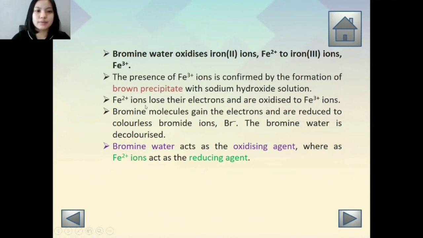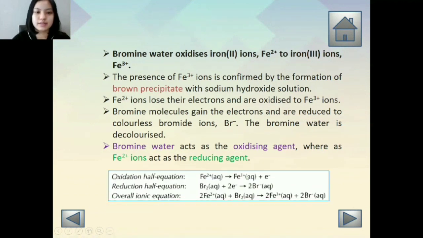The iron 2 will lose electrons and oxidize to iron 3. The bromine water will act as the oxidizing agent and the iron 2 will act as the reducing agent. Okay, look at this. This is the half equation for the oxidation and reduction.